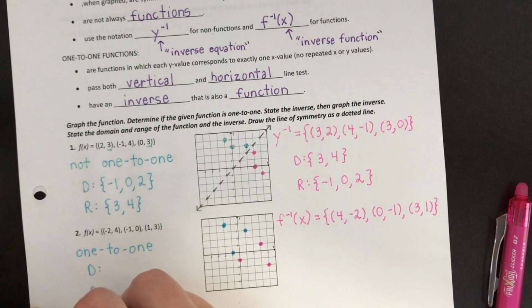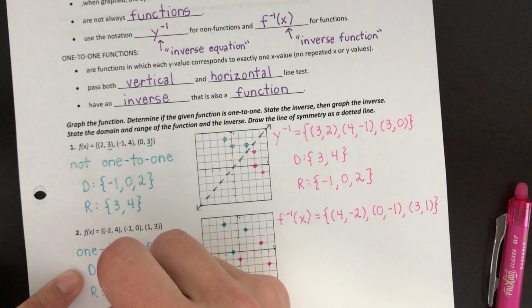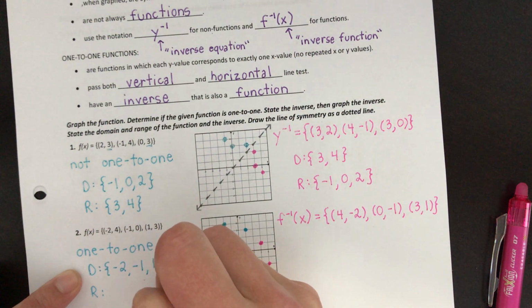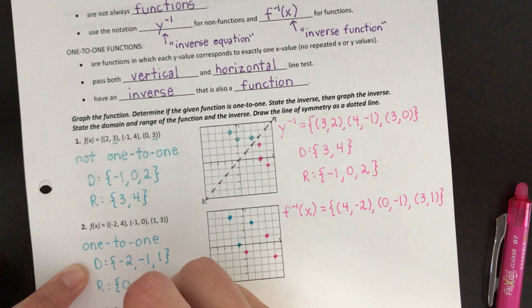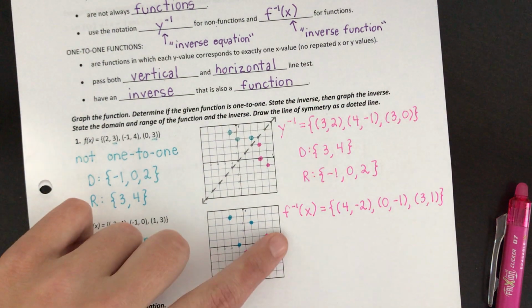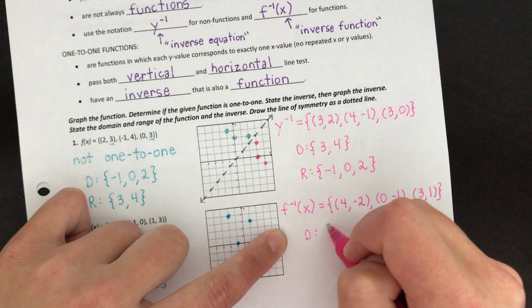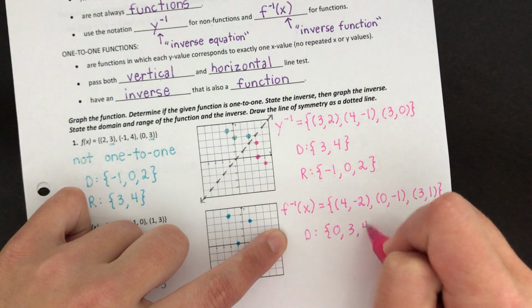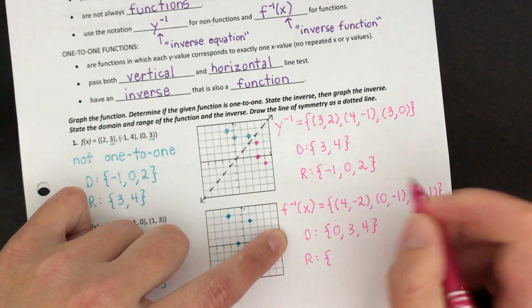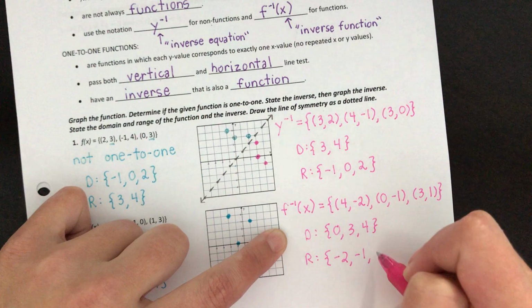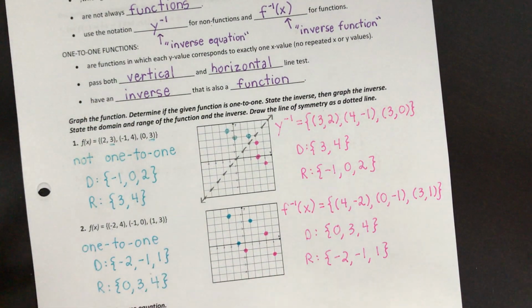So domain and range. So my domain here is going to be -2, -1, 1. My range here is going to be 0, 3, and 4. Okay, and then let's go over here and do this guy. So my domain here is going to be 0, 3, and 4. And then my range is going to be -2, -1, 1. And then I'm going to check. So are these switched? They sure are, so then we're good to go.